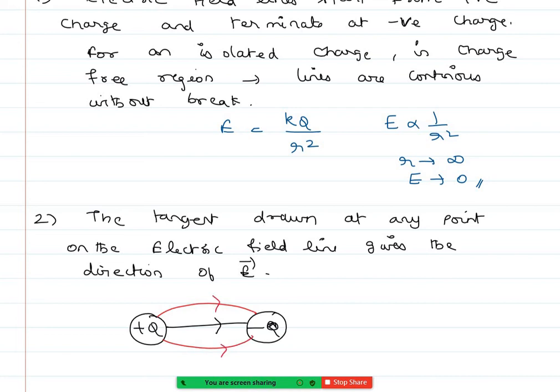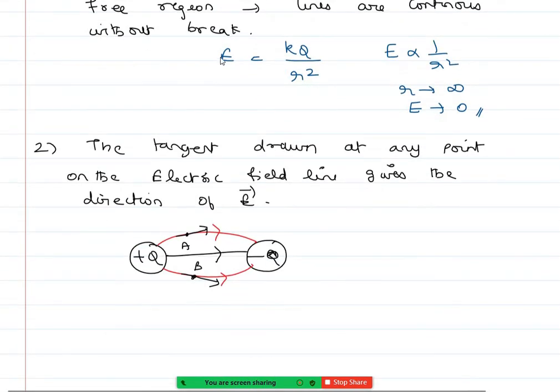Now, at this point A, I want to find out the electric field intensity. What will you do? Just draw the tangent. The tangent will give you the electric field direction. And at this point B, you have to just draw the tangent. Draw the tangent, and you find out the direction of electric field at that point. Magnitude is given by, you know, kq by r square. Next property: electric field lines never intersect.